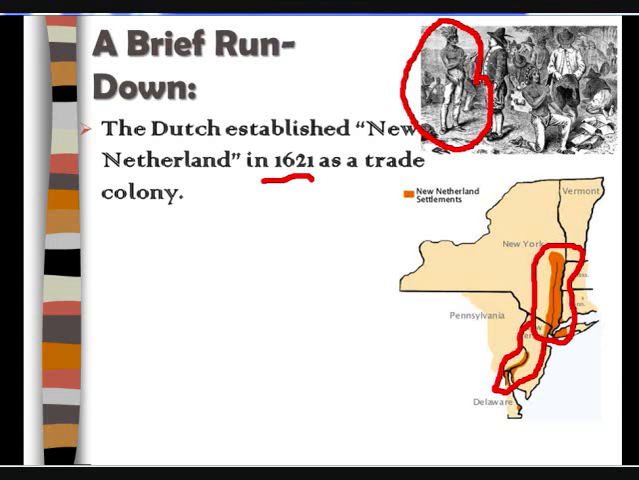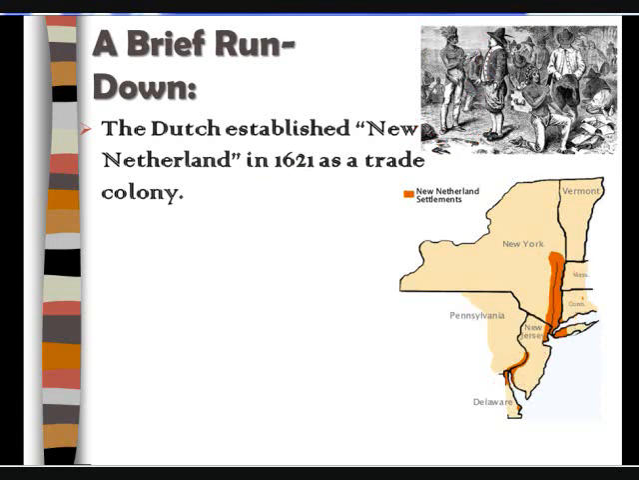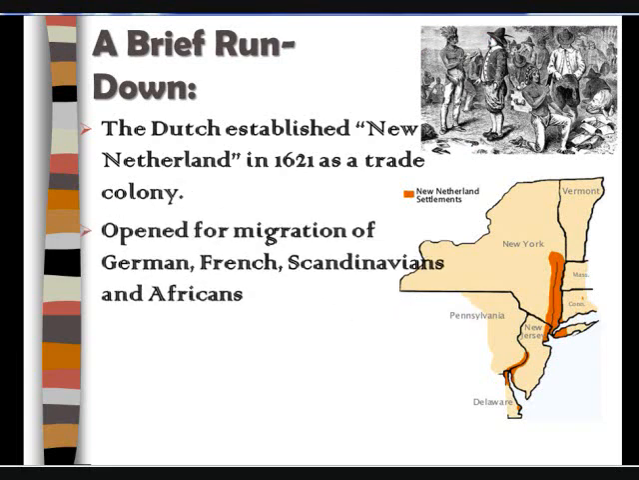Well, the problem for the Dutch was there weren't enough people in the Netherlands to come over and man up and take part in this trading colony. And so the Dutch king realized his solution was to open up trade for everybody else. So he opens up for migration from Germans, from French, from Scandinavians, and yes, even from free Africans. Now, it didn't matter where you came from. You could come to the New Netherlands, set up a trading post, treat the Indians fairly, and you could have an opportunity at a better life.